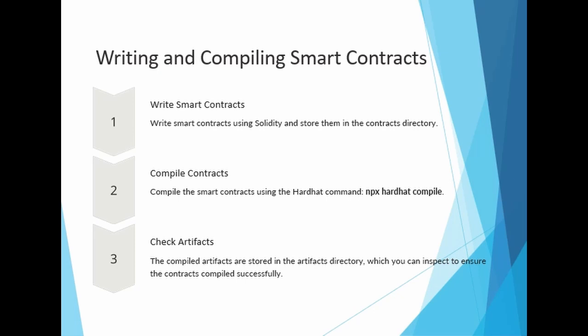First, we write smart contracts using Solidity and store them in the contracts directory. Then we compile them using the npx hardhat compile command in the prompt. Then we can check the artifacts, which basically are the compiled outputs of the smart contracts. They are essential for deploying, interacting with, and verifying your smart contracts on Ethereum.